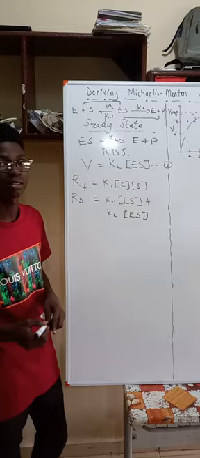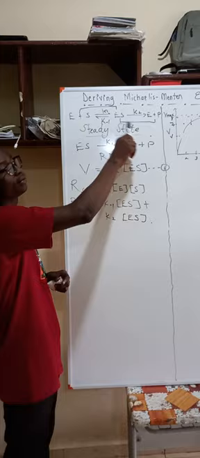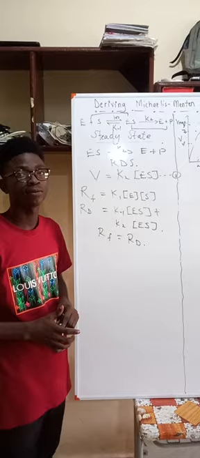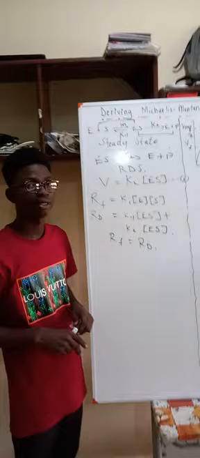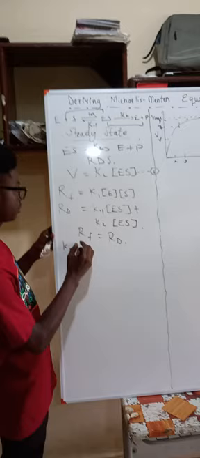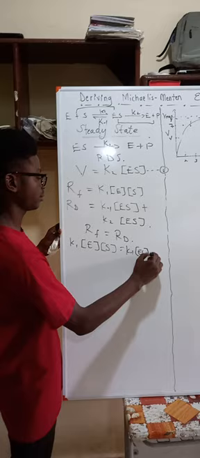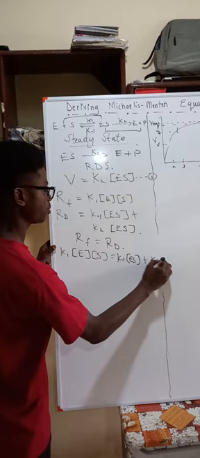I earlier said that the rate of one of these reactions should be equal to the rate of the overall reaction. So from here, you can see that RF should be equal to RD. The rate at which our complex is being formed is the same as the rate at which it dissociates either to the forward or to the reverse. So we can say that K1 E X is equal to K minus 1 ES plus K2 ES.